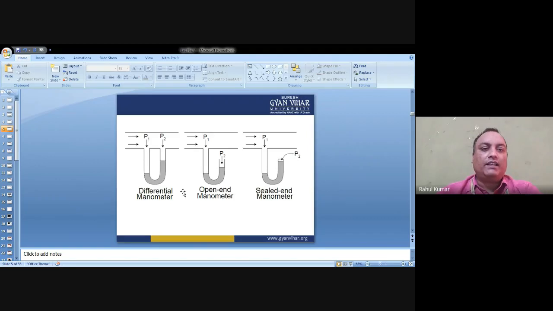These are the three types of manometer. The first one is the differential manometer, the second one is the open end manometer, and the third one is the sealed end manometer.